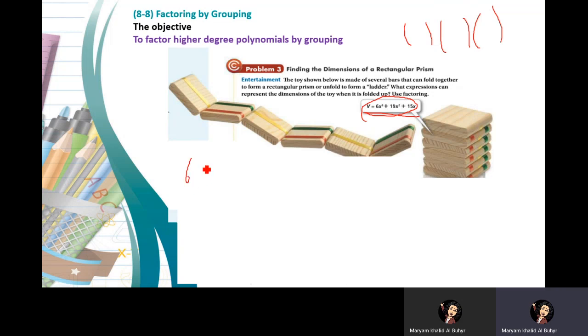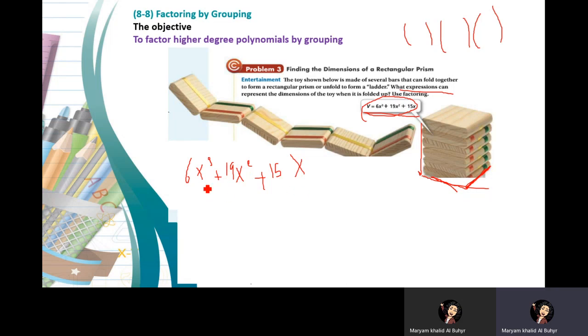So 6x to the power 3 plus 19x to the power 2 plus 15x. They are asking you here what expression can represent the dimension of the toy when it folds up. Use factoring. So I need to find the dimension for the height, and the base and the height for the area of the base.